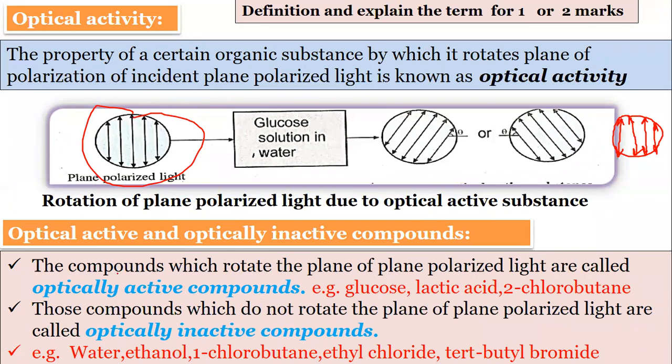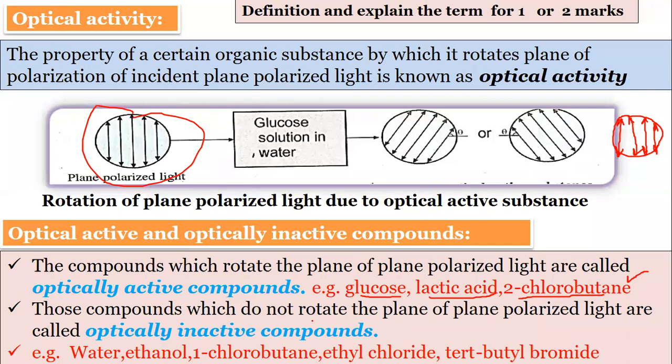So the definitions are given here. Optically active compounds are the compounds which rotate the plane of plane polarized light. The examples are given. Glucose is optically active, because see here, glucose is taken here. Lactic acid is optically active. 2-chlorobutane is optically active, because all of these contain a chiral carbon.